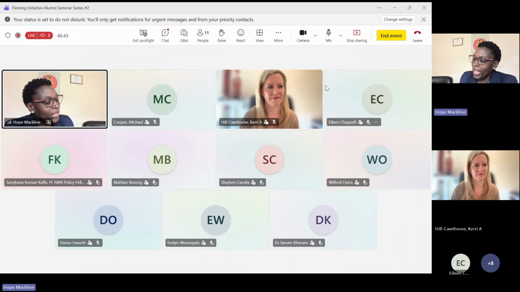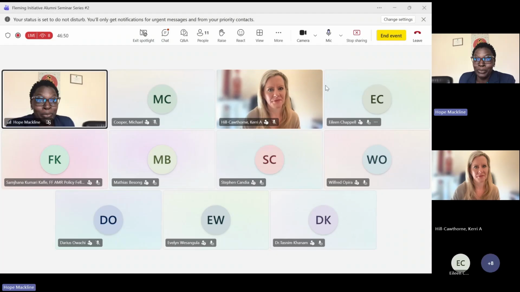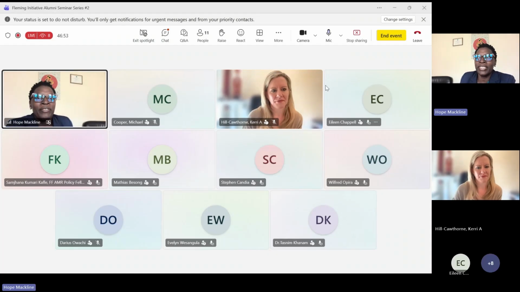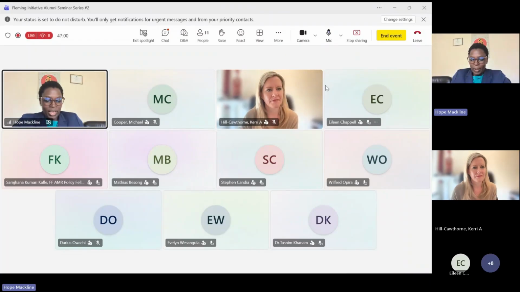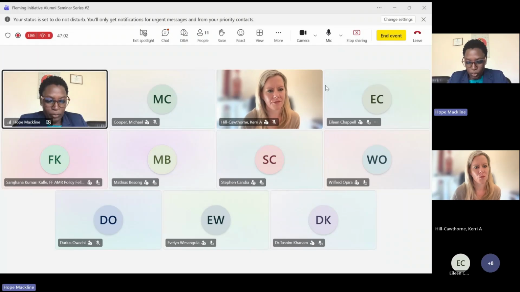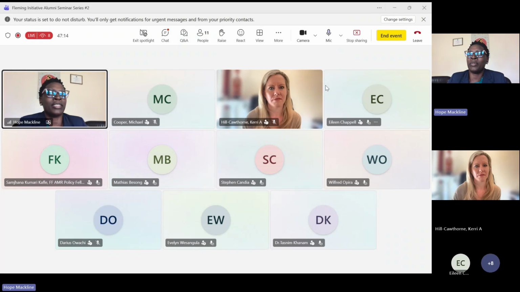So, the understanding of AMR by the community. Well, I want to mention that AMR is still a dilemma. We don't have a single word that defines AMR, and that is what we've been struggling with. But a few pockets of people can let you know about AMR. They know that when they have taken some medicines at one point, they have not worked.